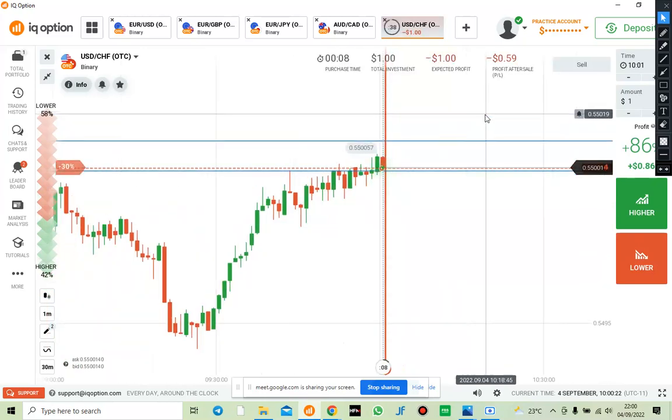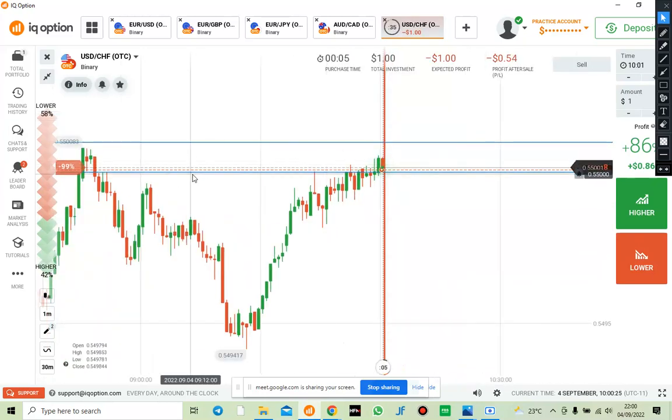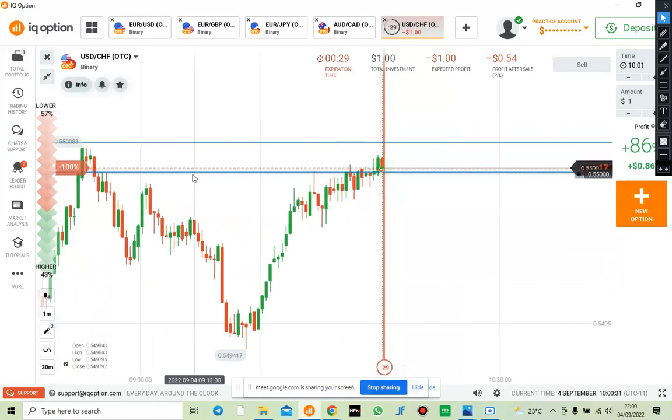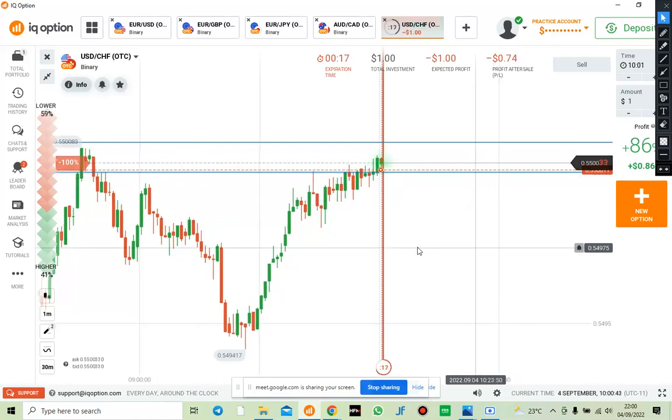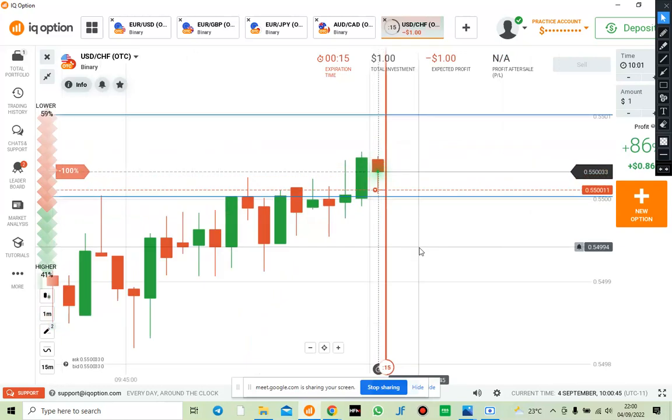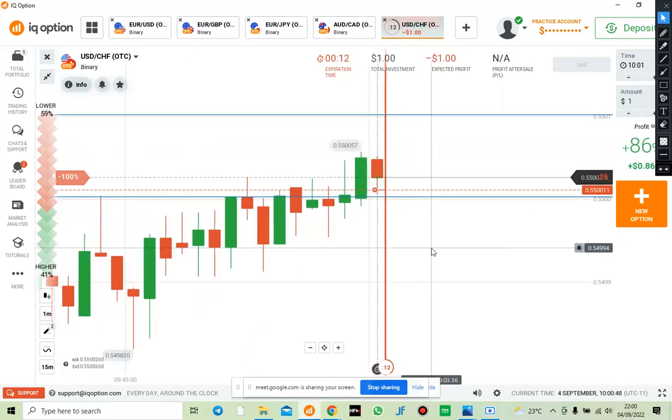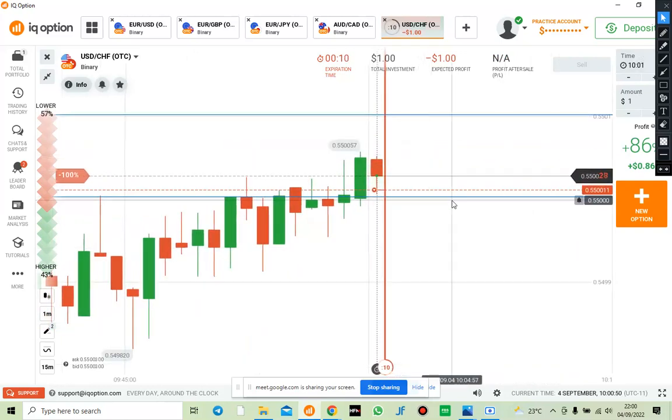Always pay attention to them when you are trading the market, because sometimes you place your trade and you lose, but you don't actually figure out why you lost this trade. Is it because my analysis is not good, or because I don't know what I'm doing, or because the market doesn't want me to win the trade?